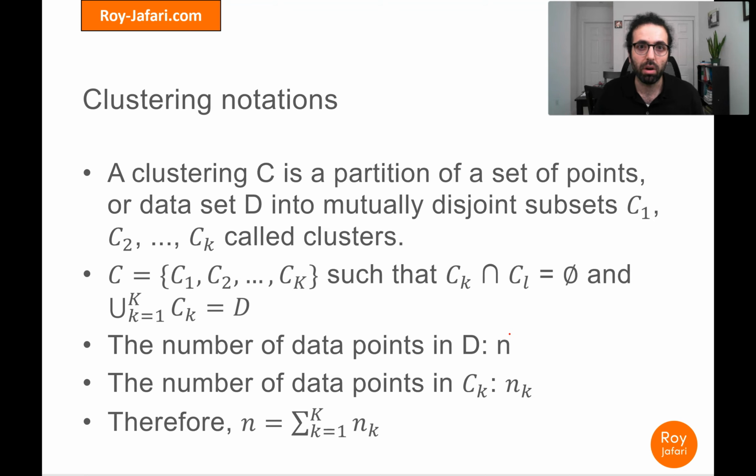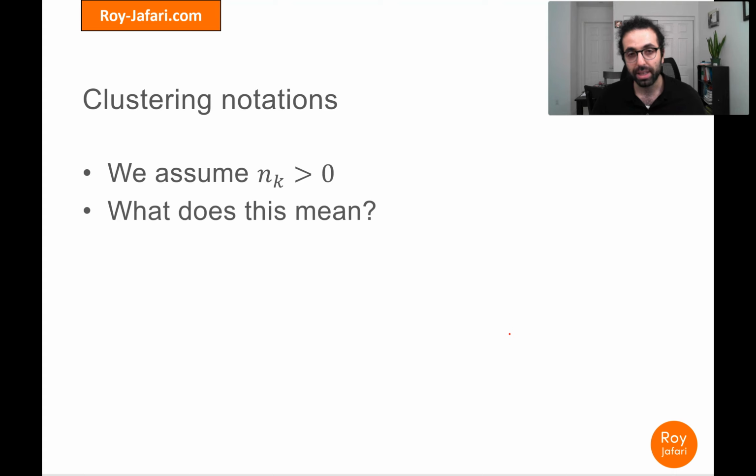And the union of all of the clusters is going to be equal to D, which is the whole data set, I mean, all of the data objects that you have. The number of data objects that you have, data points you have, is N, and the number of data objects in each cluster, let's say the cluster CK, is NK. So this is the notation we're going to be using. And of course, the summation of all of the N1, N2, N3, all the way to NK is going to be N. We assume that there is no empty cluster, so NK is always greater than 0.